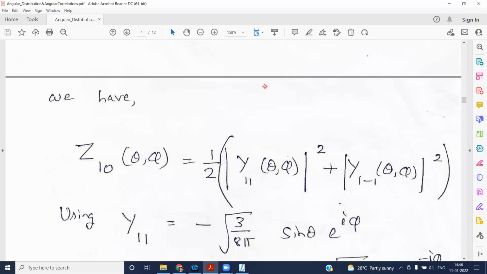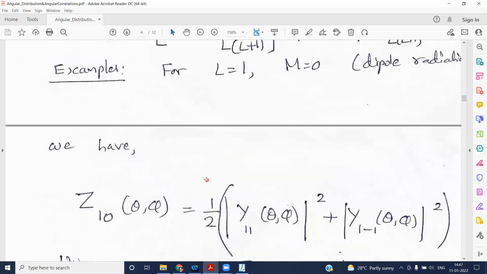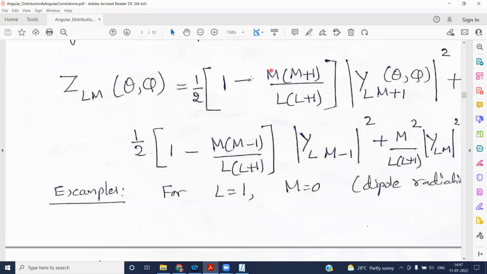Angular distribution: in different directions, you have different energy of the radiation. That is, the number of particles entering into different directions is different. How many particles are entering depends on theta phi. How do I get the expression for this? I have to calculate half and work out what is 1 minus M into M plus 1 divided by L into L plus 1.